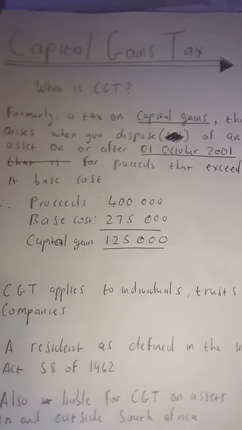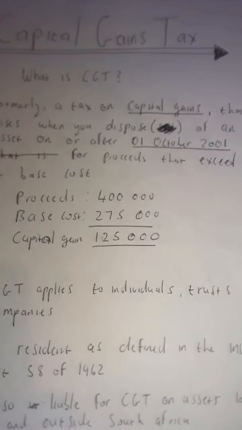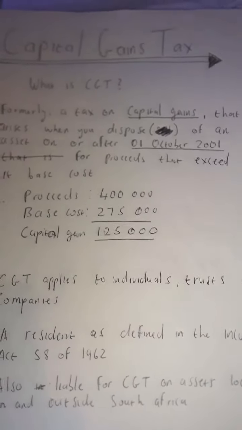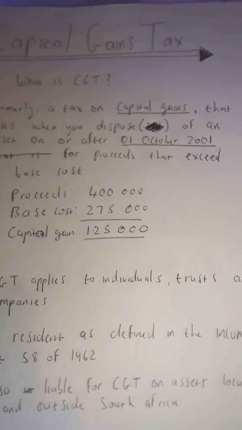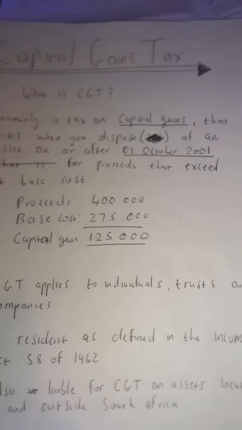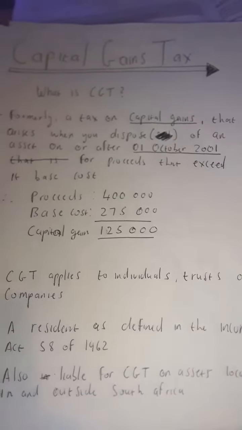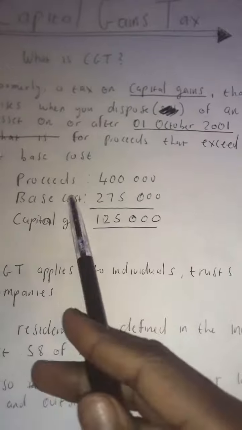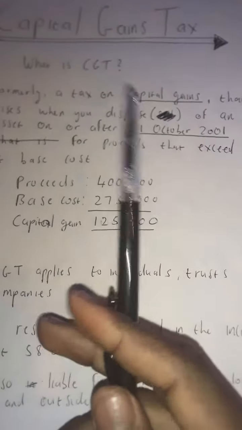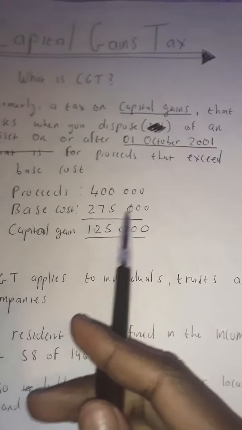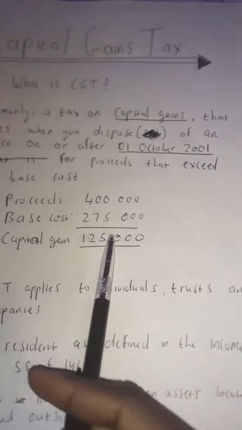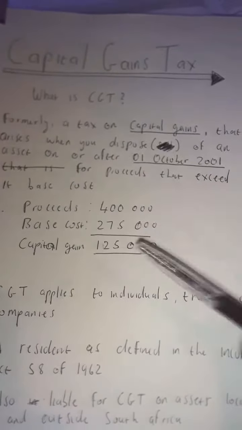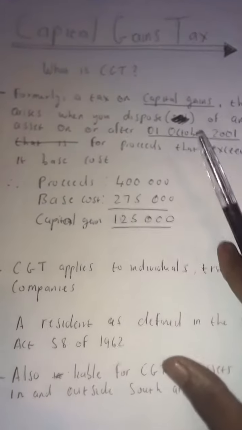So now, capital gains tax, formally, it's actually a tax on capital gains that arises when you dispose of an asset on or after 1 October 2001. So this is what they call the valuation date, 1st of October 2001, for proceeds that exceed its base cost. So, for example, if you sell an asset for 400,000 as the proceeds and your base cost is 275,000, there is a capital gain of 125,000. So this is the basic form of the calculation, but it goes into a bit of detail.